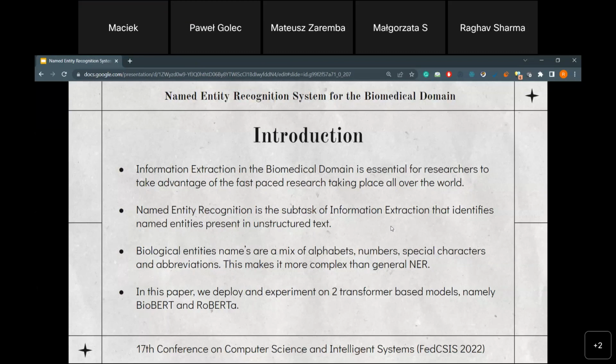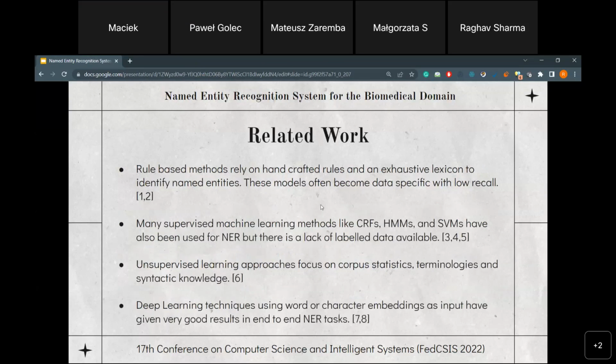So in order to handle these challenges and be able to extract named entities properly, we have experimented with two transformer-based models, namely BioBERT and RoBERTa. But before we move to what approach we have used for this problem, I would suggest that we should have a brief look at the approaches that have been used previously.